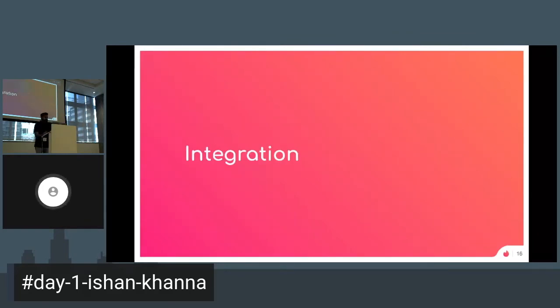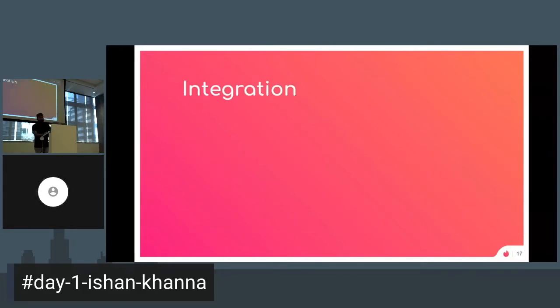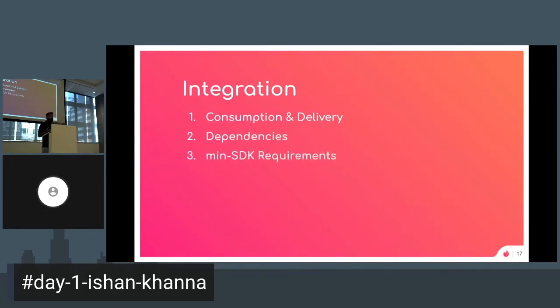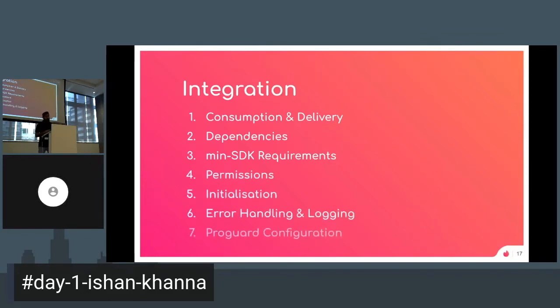The next is the integration part. At this point, you'll actually start diving into the code itself, either in a separate project or a POC that you're trying to do to assess the library, or directly integrating it into your project and seeing how it fares with your project. And this can be further divided into 7 steps. First one being consumption and delivery. Second one being the dependencies. Then the minimum SDK requirements, permissions, initialization, error handling and logging, ProGuard configuration.